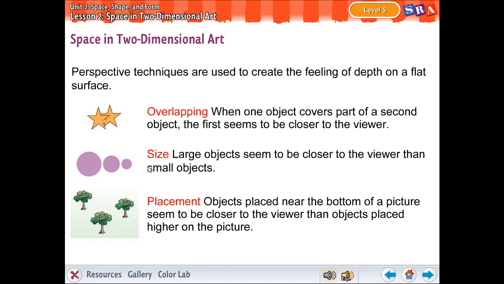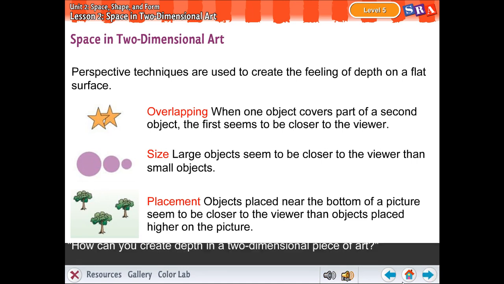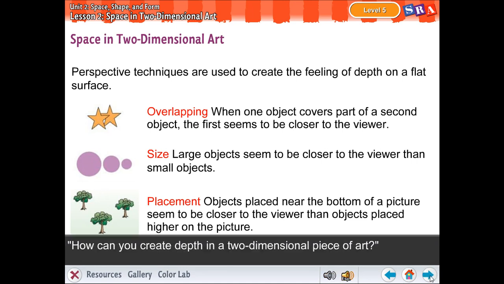Placement also. Objects placed near the bottom of the page seem to be closer to the viewer than objects placed higher up. So not only are you thinking about going from big to small, you're also thinking about where you're putting it on the paper. Anything that's in the background, you have to make smaller, and you also have to put at the top of your page. How can you create depth in a two-dimensional piece of art? All right, I just told you.